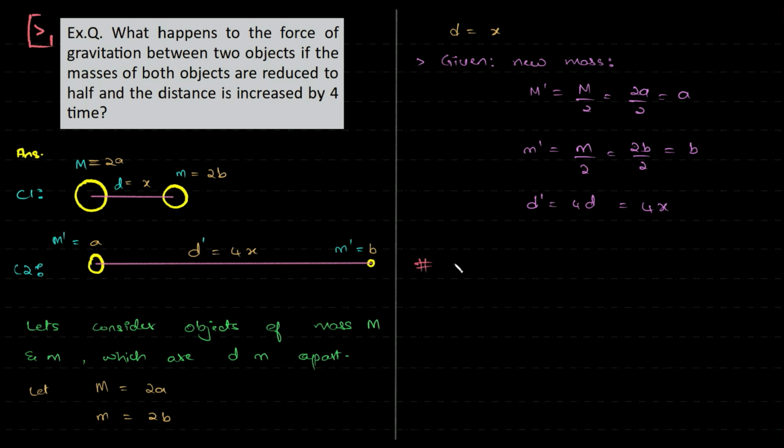Okay, then we have the working part. So wherein we have, let's consider as per the universal law of gravity. What is it that we're looking at? We are looking at F is equal to G capital M small m by d square.